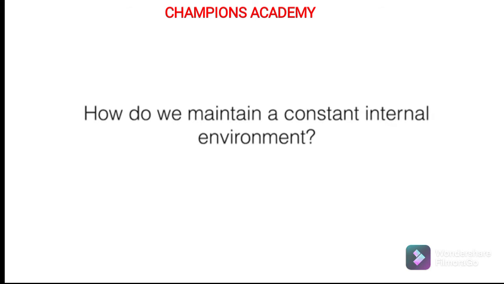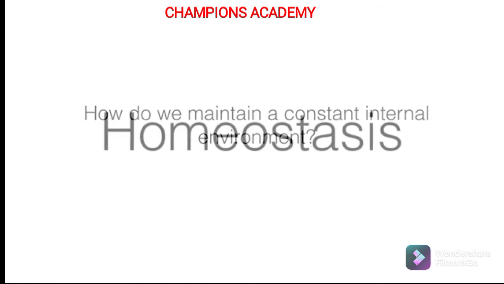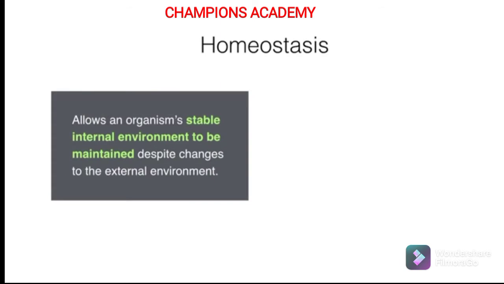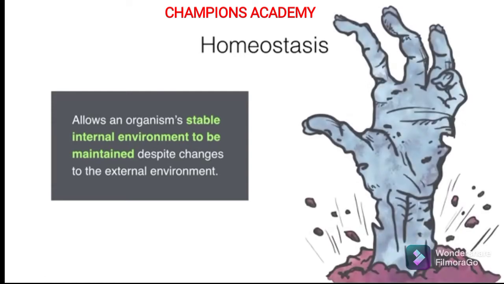The question is, how do we maintain a constant internal environment for our enzymes to work at optimal efficiency? The body is a fickle thing, and no amount of sweet talking or bribing is going to do it. Instead, an organism's stable, constant internal environment is maintained through the process of homeostasis. The beauty about homeostasis is that it allows an organism's stable internal environment to be maintained despite changes to the external environment. So there could be a zombie apocalypse going on outside, but the insides of your body will be working perfectly fine. Until you get bit, then that's a whole different problem altogether.